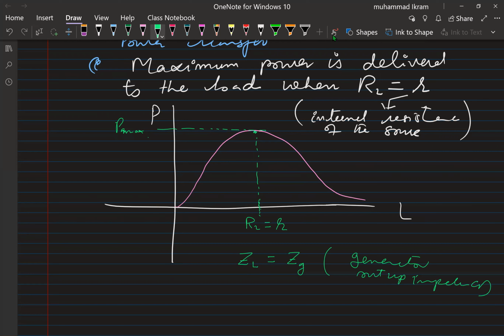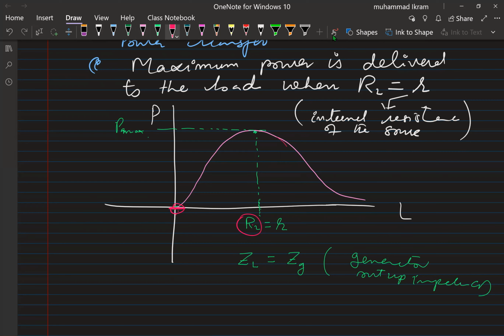Okay, and here you see that when the load resistance is 0, look at this point, what does this mean? That if the internal resistance of the battery is 0, no power is transferred. Why? Because for R equal to 0, no power transfer, right? Why? Because there will be no potential drop across the RL.